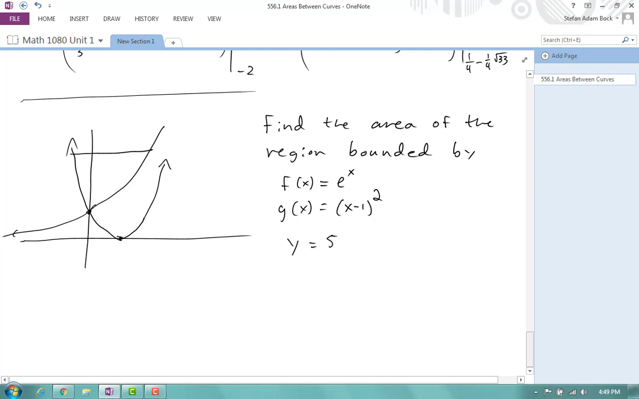Well, on the picture, y equals 5 is up here, not to scale. This one would be e to the x, and this one is x minus 1 quantity squared. And the only region that's bounded by all three of these, my picture's probably not great, is going to be right here in the middle. You have to be super careful with these problems to make sure that there's not too many different regions you can make, but we're pretty safe with an exponential.